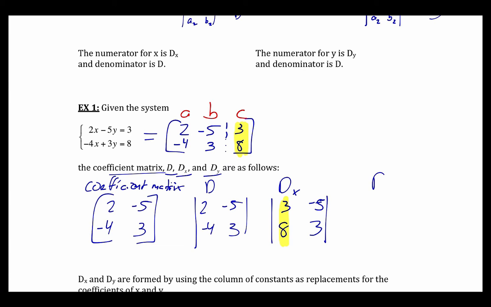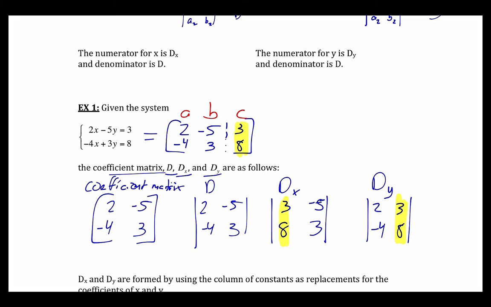Similarly, for d sub y, we would replace our y column with our constants. So we're going to leave the x column alone, so 2, negative 4, and our y column we're going to replace with the constants, so it's going to be 3, 8. So again, the y column from our coefficient matrix gets replaced by the constants in d sub y.